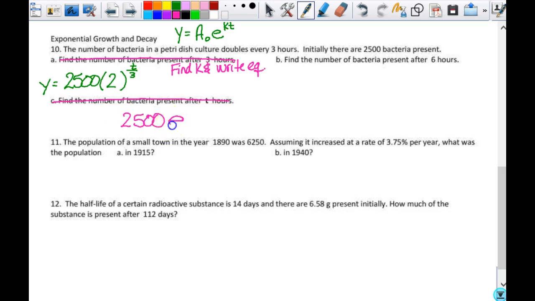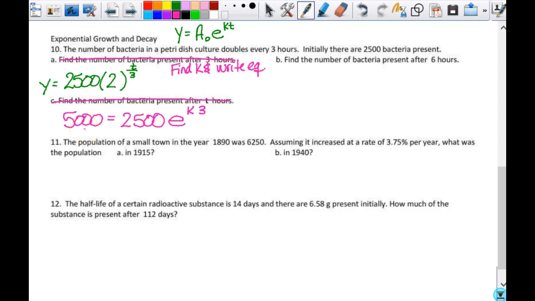And then e to the k times 3. It takes 3 hours for it to double. And this would be 5,000. Right? Does that make sense? Like it's doubling there. Everybody with me where everything came from? Right? It's doubling. That's how I knew what to put here.